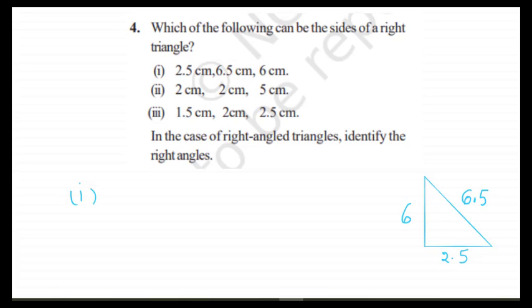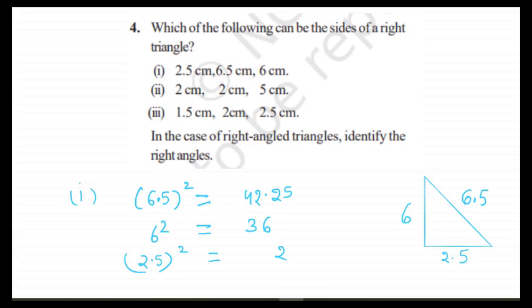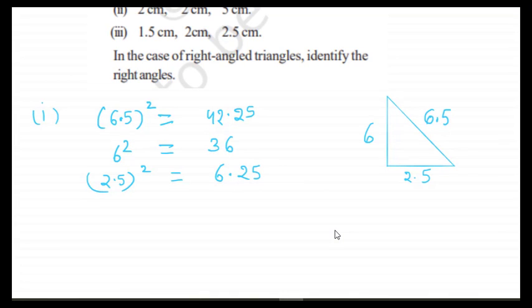Now to check whether it is a right triangle or not, you will first find out the square of the greater side. Okay, so we find out the square of the greater side, that is 6.5. So that will be 42.25. Now we'll just check out the square of the second side, that is 6 square, so 36. Then 2.5 square will be 6.25.